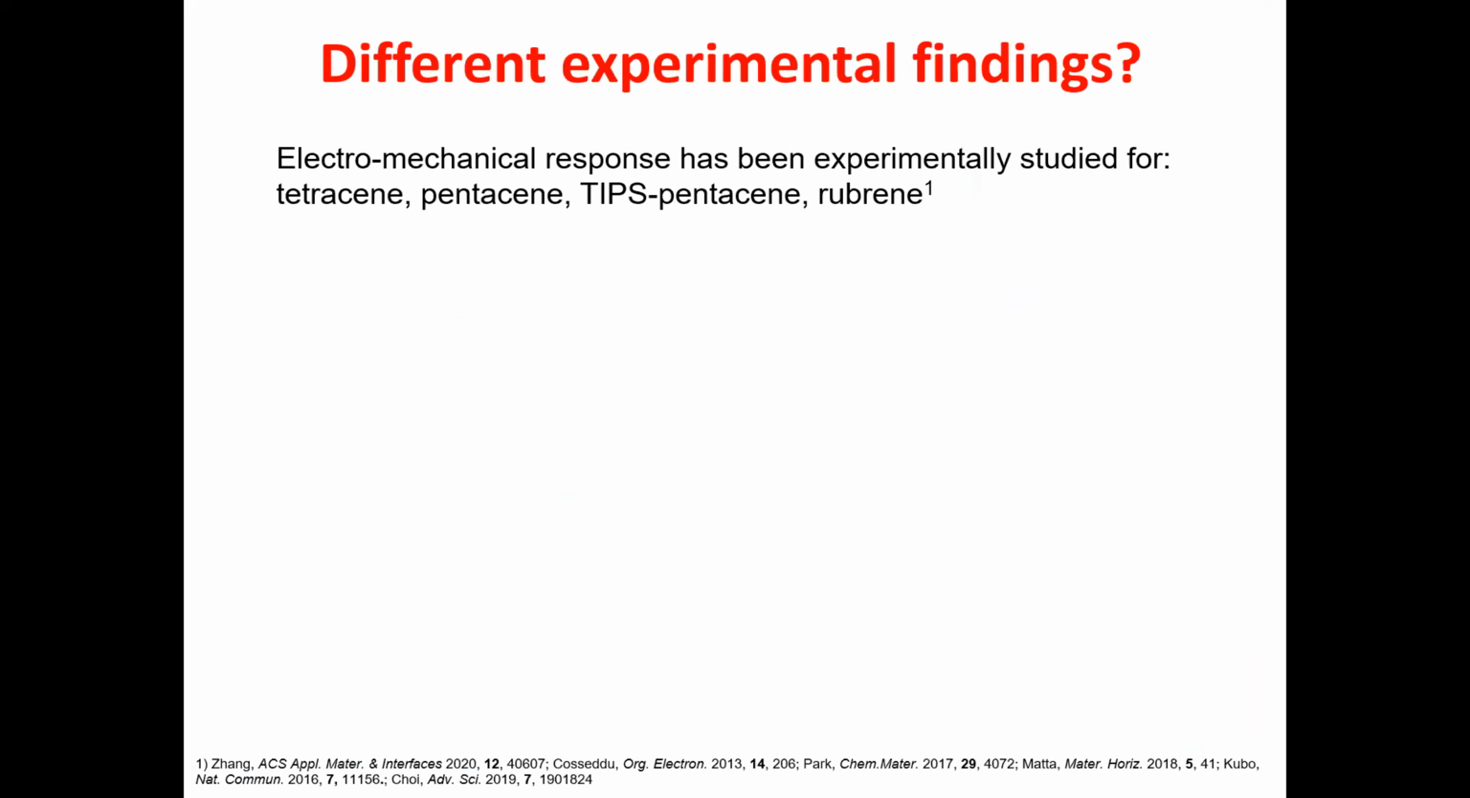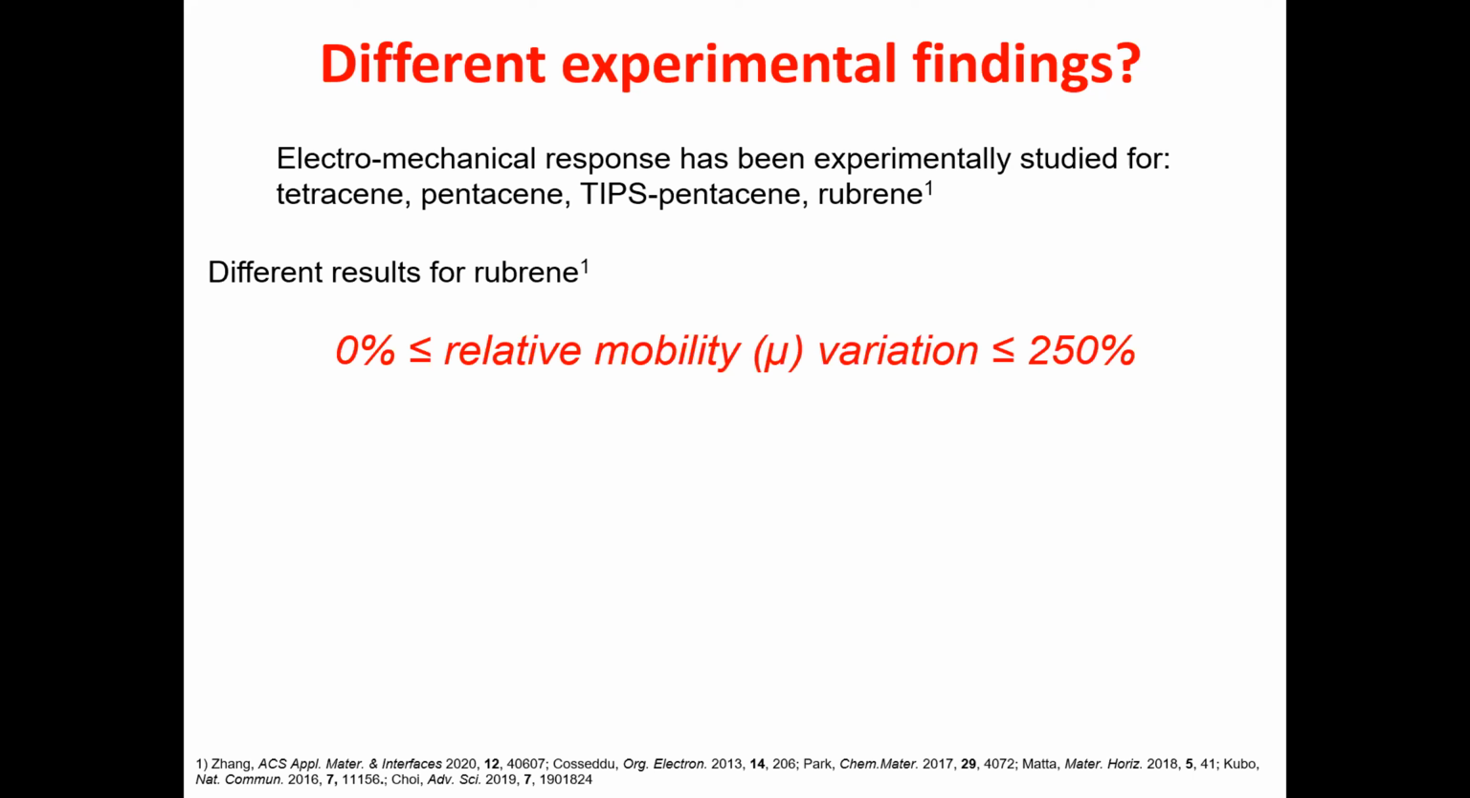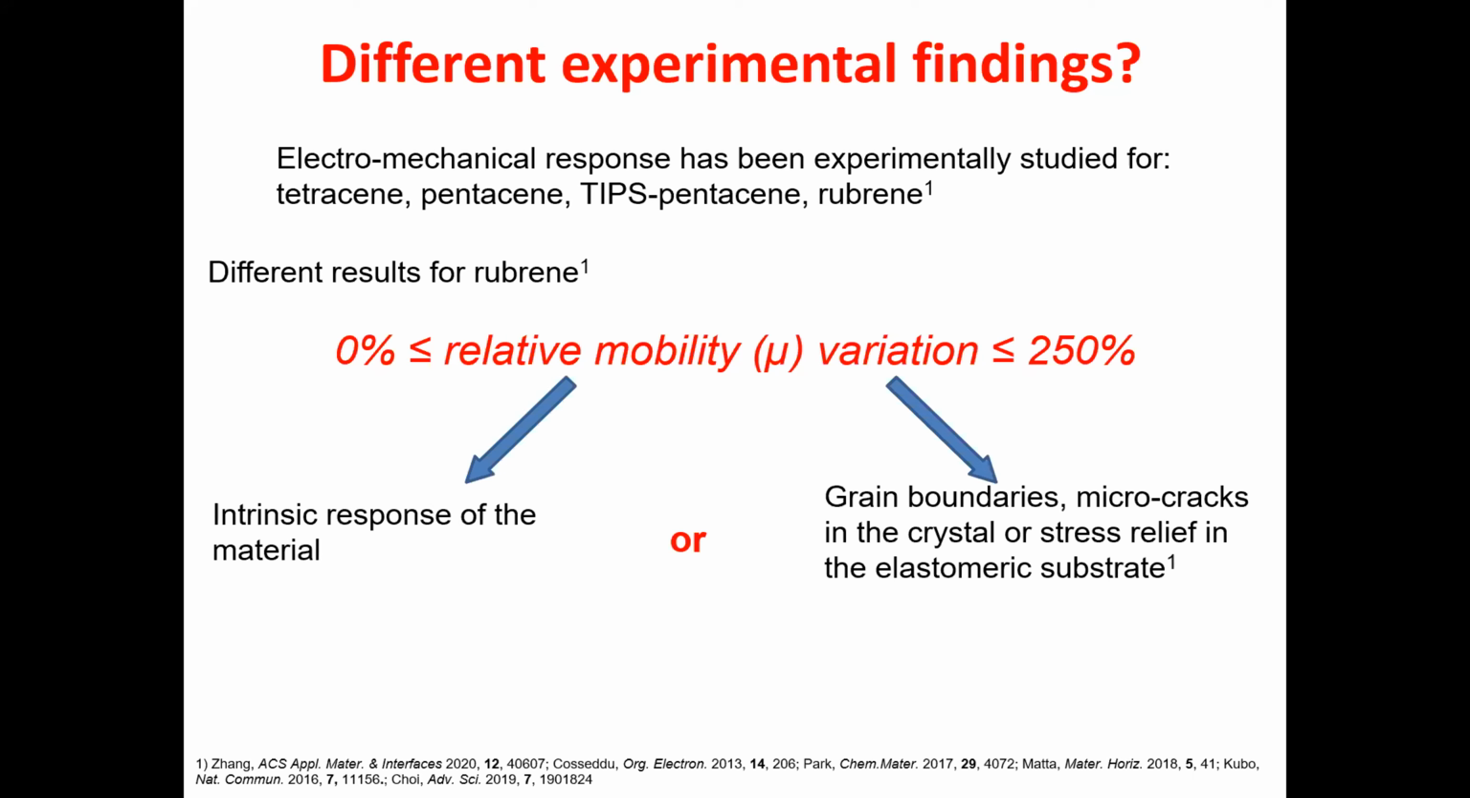In the last years, several organic semiconductors have been investigated. However, significantly different electromechanical responses have been found. In particular, experimental relative changes in the carrier mobility per unit of applied strain ranging from 0 to 250% have been reported for rubrene. These widely different experimental findings could have several causes, such as the presence of residual defects in the crystal or a partial stress relief in the elastomeric substrate over which the crystal is laminated.